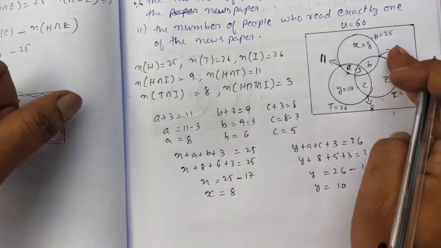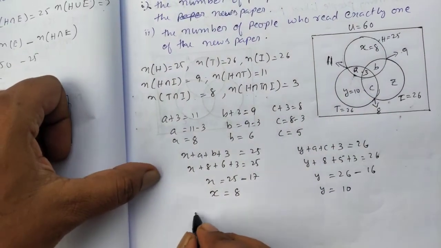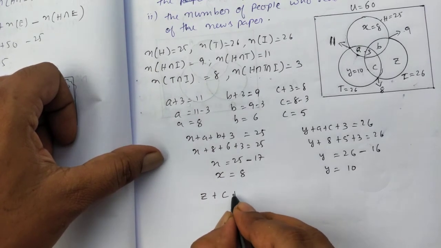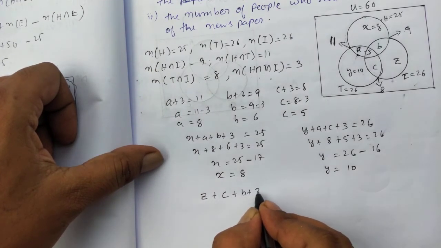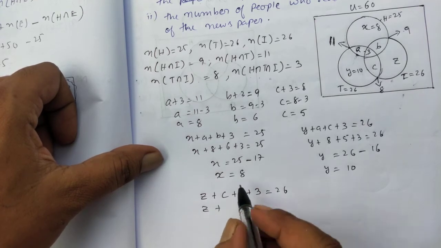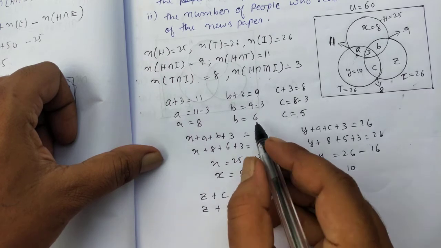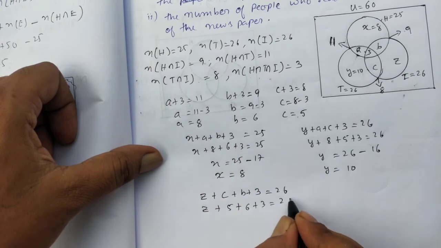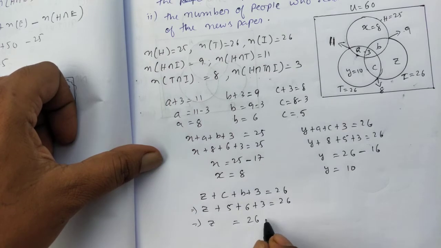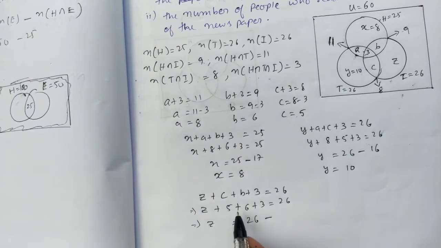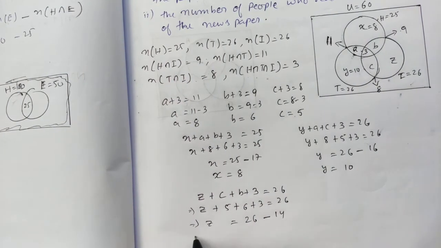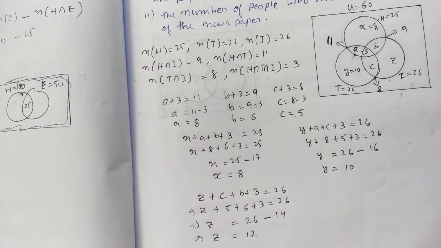Let's find Z. Take this circle. Z plus C plus B plus 3 is 26. C is 5. B is 6. That equals 26 minus how much? 11 plus 3 is 14. 26 minus 14, so Z is 12.